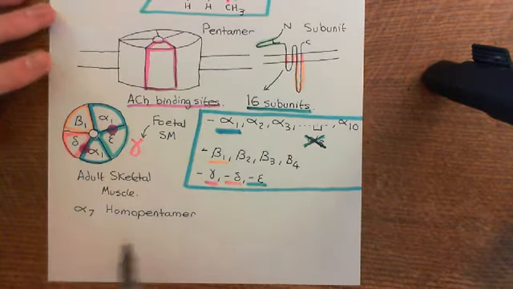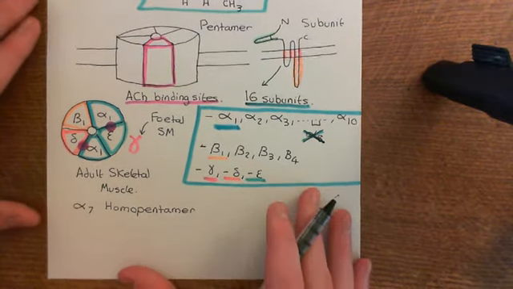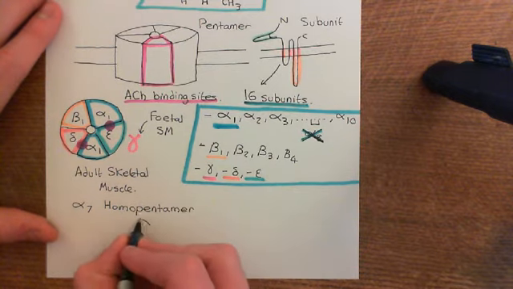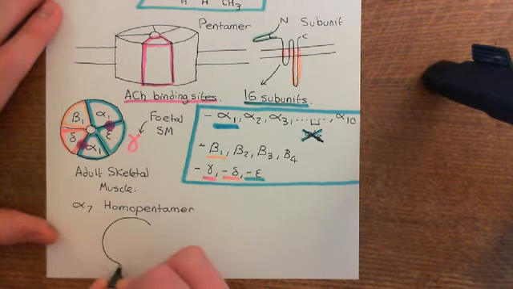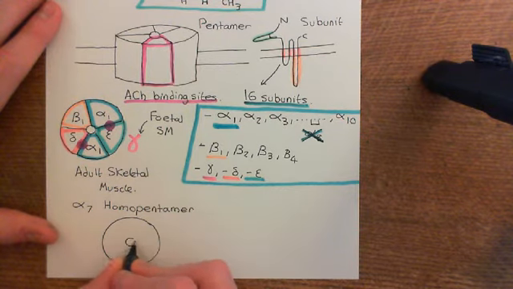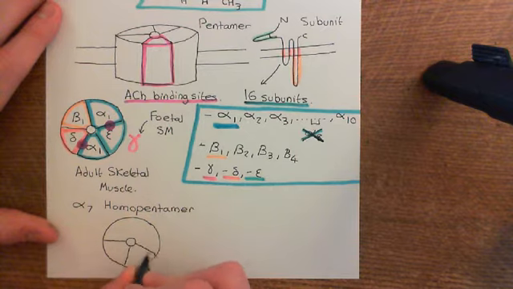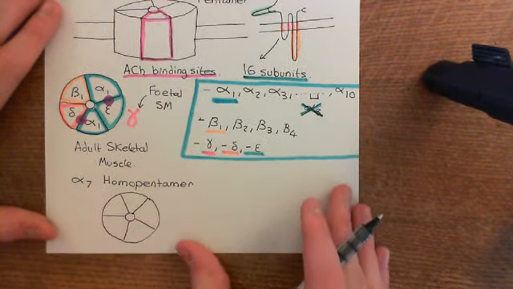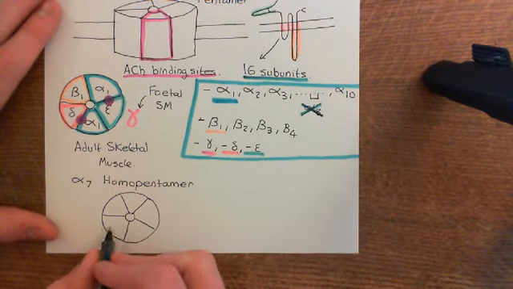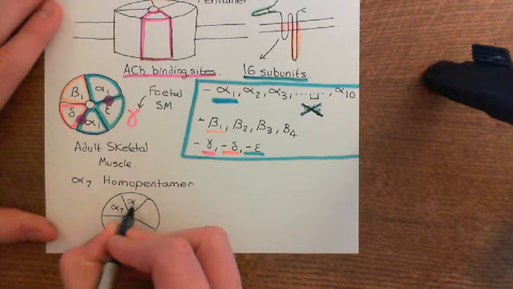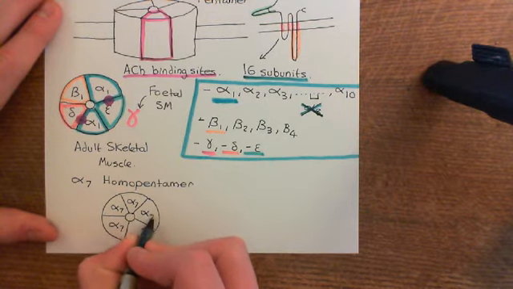So the alpha-7 homopentamer is going to be a nicotinic acetylcholine receptor constructed from 5 of the same nicotinic acetylcholine receptor subunits. And the 5 subunits are all going to be alpha-7 nicotinic acetylcholine receptor subunits. So if this is the receptor viewed from above, every single one of these subunits is going to be an alpha-7 subunit.